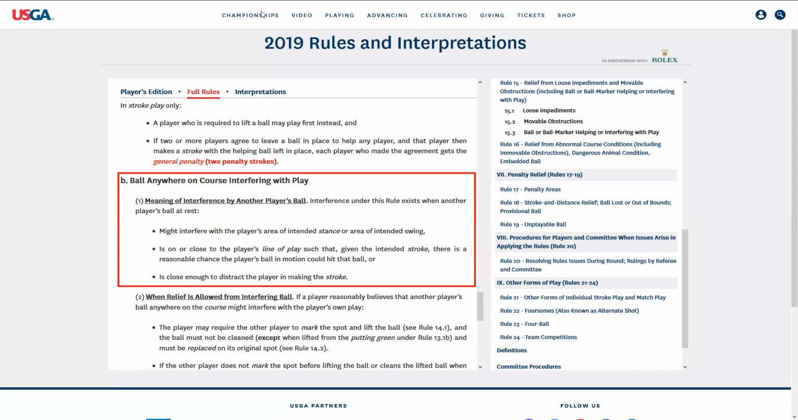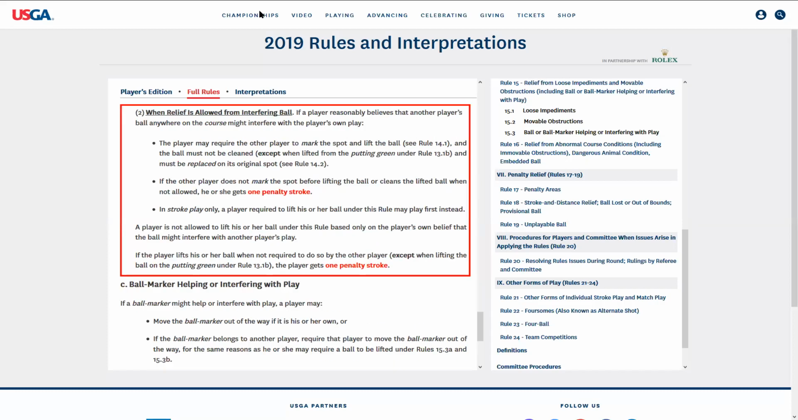Paragraph 2, when relief is allowed from an interfering ball: if a player reasonably believes, so here's the reasonable standard, that another player's ball anywhere on the course might interfere with the player's own ball, the player may require the other player to mark the spot, and the ball must not be cleaned except when lifted from the putting green. It must be replaced on its original spot. If the other player does not mark the spot before lifting or cleans the lifted ball when not allowed, he or she gets a 1-stroke penalty.